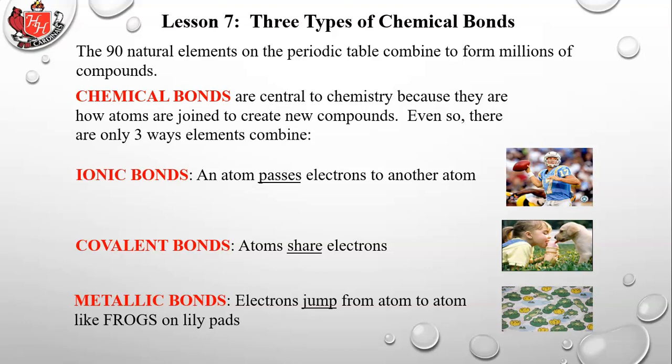Those 90 naturally occurring elements can form tens and tens of millions of compounds by bonding together, by creating chemical bonds. And yet there are only three types of chemical bonds. There are only three ways that they bond together. So only 90 elements, only three different ways that they connect with each other, called chemical bonds, creates every substance that there is in the universe.